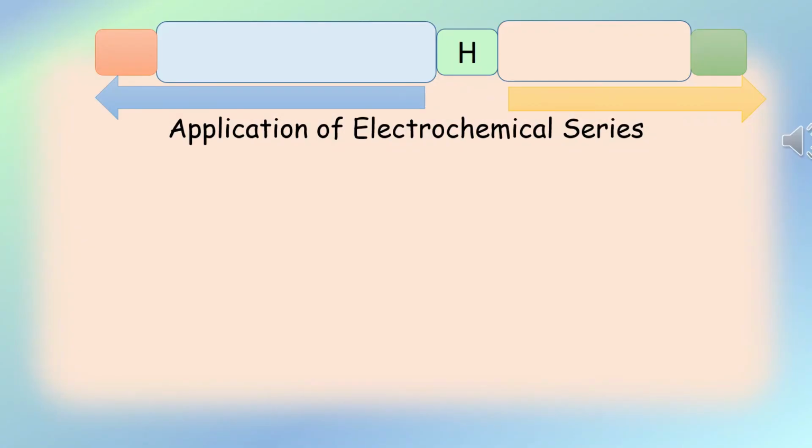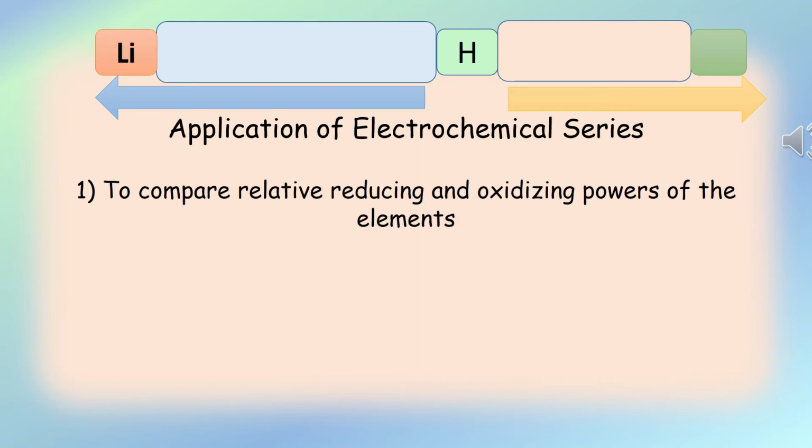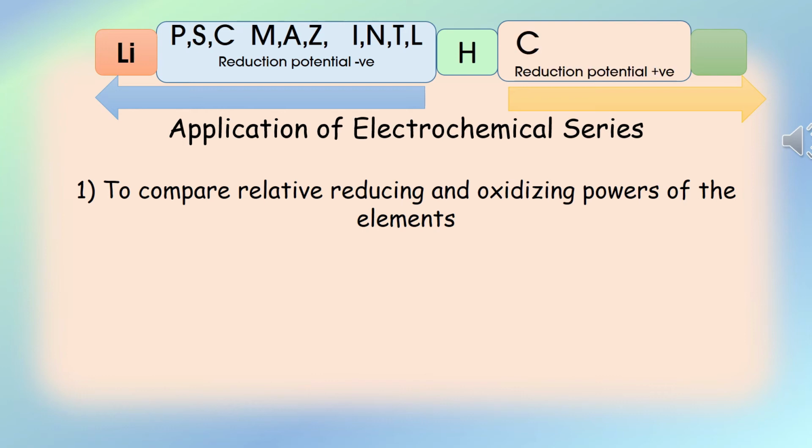Now let us understand some of the applications of electrochemical series. I am writing the electrochemical series in a horizontal manner. You can see, I have also included in this list two more elements. One is lithium, another is fluorine. Lithium comes at the top and the fluorine is at the bottom. What is the significance of these elements? We can see.